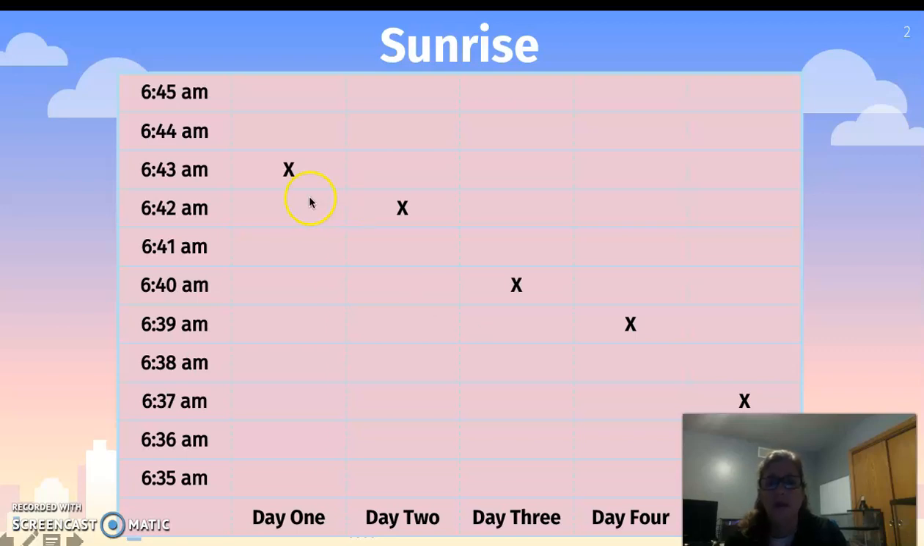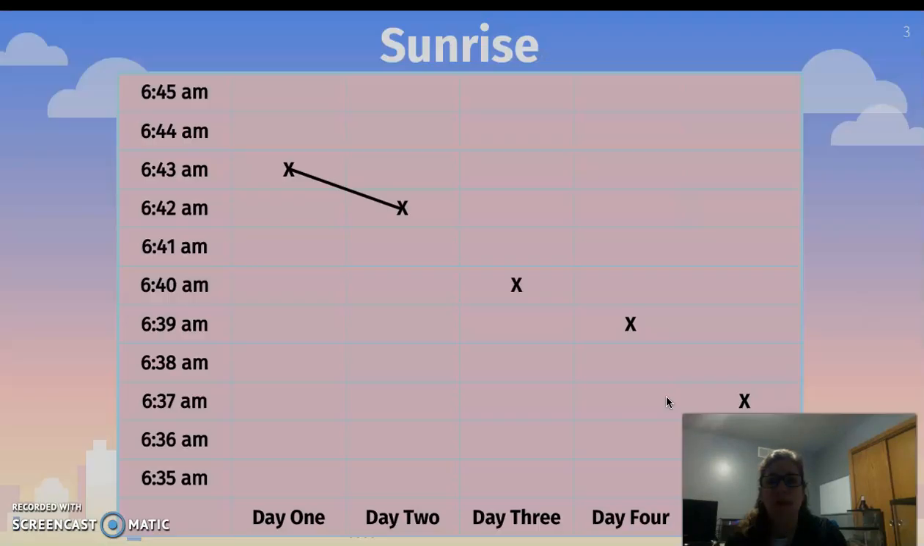So as you can see, I have an X at 6:43 a.m. On day 2 it was at 6:42. On day 3 it was at 6:40. On day 4 it was at 6:39. And on day 5 it was at 6:36. So what do I do with this information? What am I going to learn?